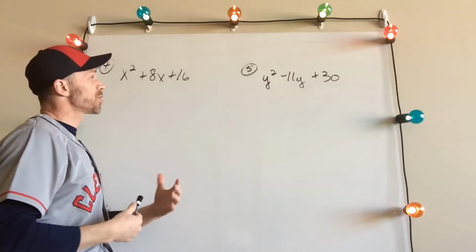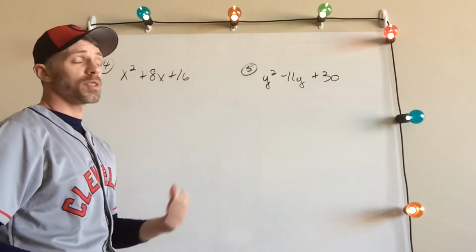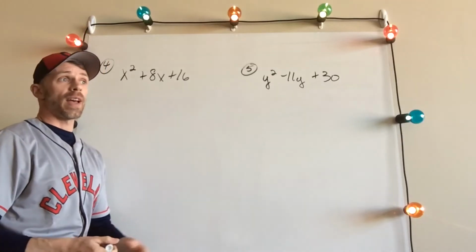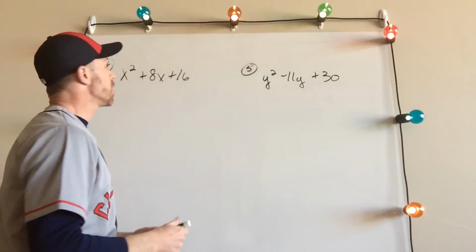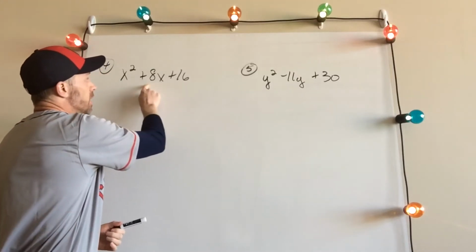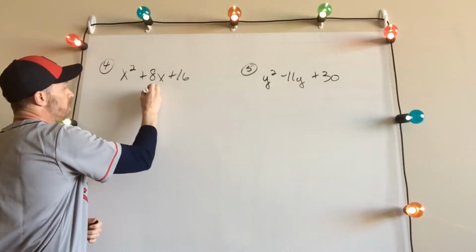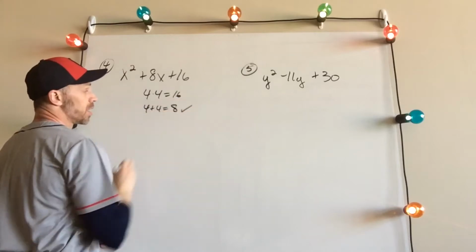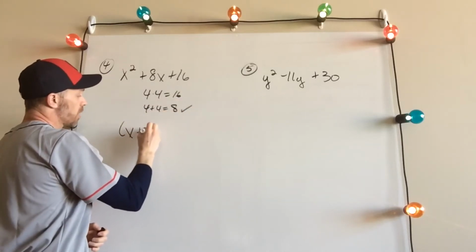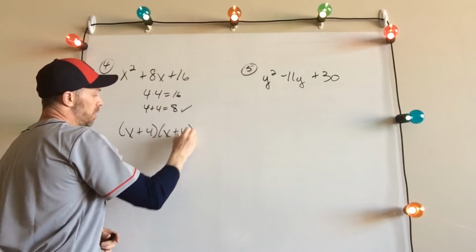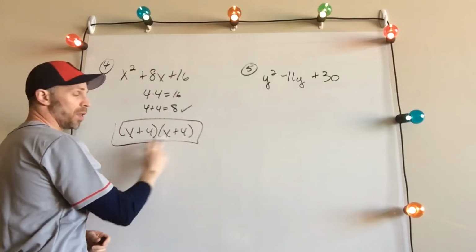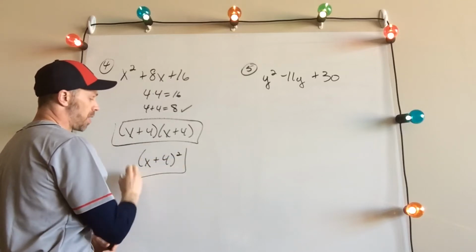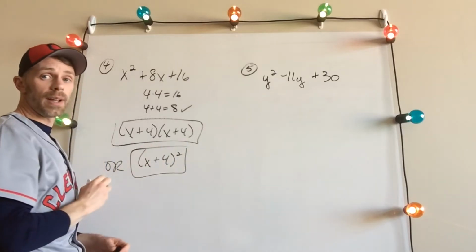Alright, so we have two quadratic trinomials with a lead coefficient of 1, so they're in that form x squared plus bx plus c. And when that's the case, we're looking for factors of c that add to b. So factors of 16 that add to 8, that looks like 4 times 4 is 16, and 4 plus 4 is 8. So it can factor as x plus 4, x plus 4. If you wanted to, since both of those parentheses are the same, you could have written it as x plus 4 quantity squared. Alright, easy enough there.